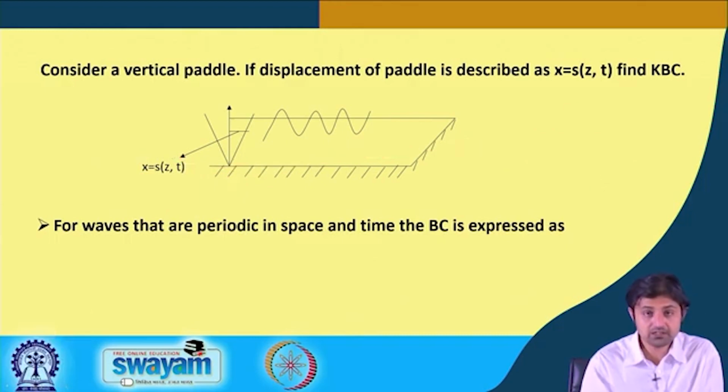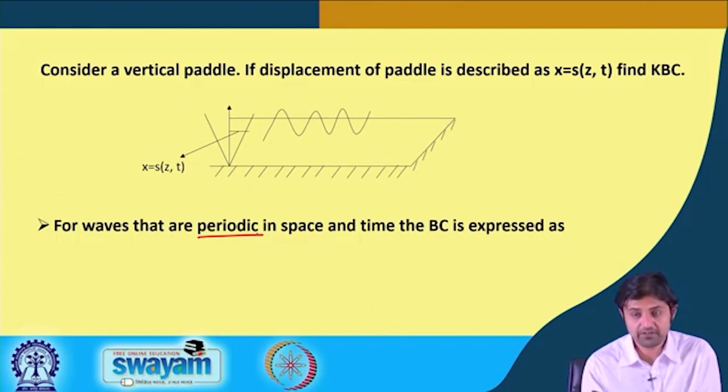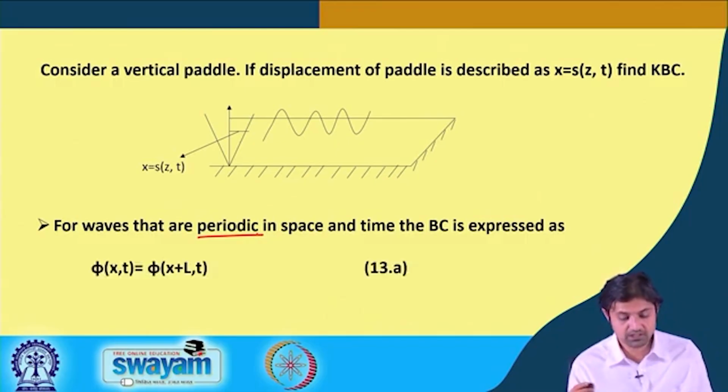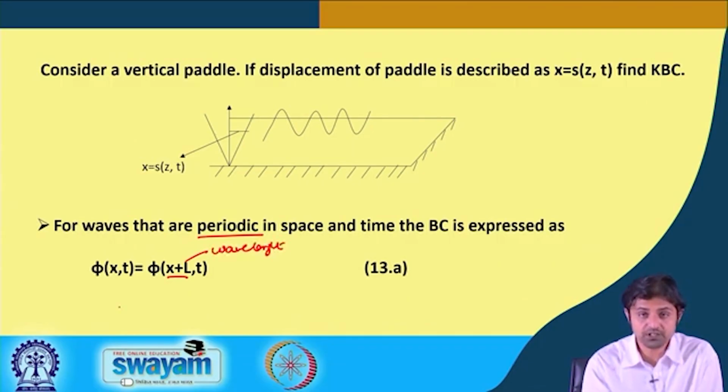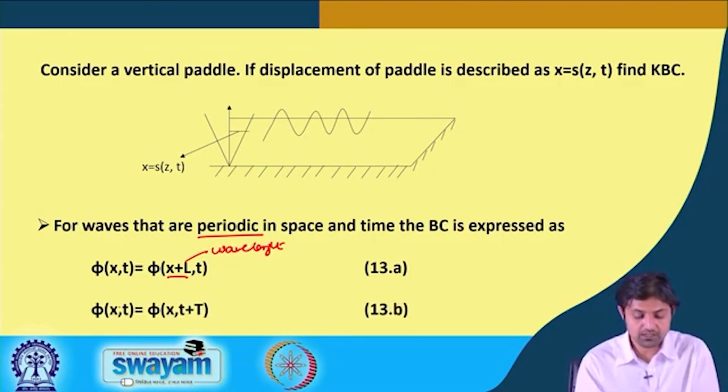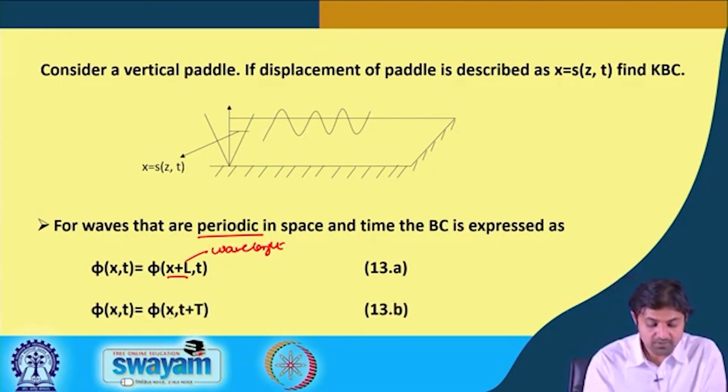Another lateral boundary condition could be for the waves that are periodic. Periodic means they have a wave period and it repeats in space and time. So, for the waves that are periodic in space and time, the boundary condition can be simply represented as phi of x comma t will be the same as at x plus L, where L is the wavelength. This is the periodic boundary condition in space. The other could be that it will be the same at t plus T, where capital T is the wave period.